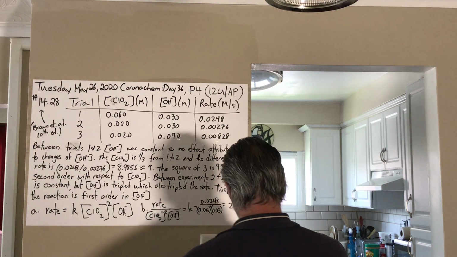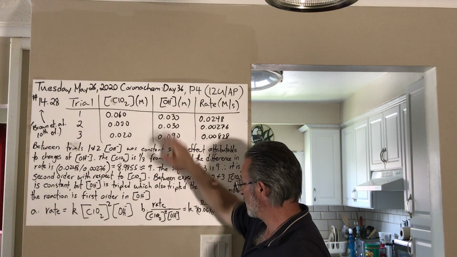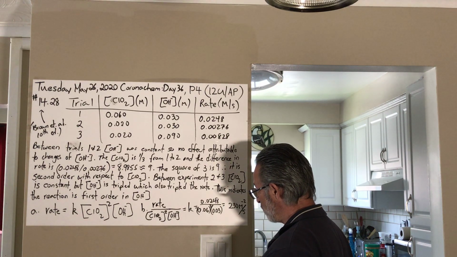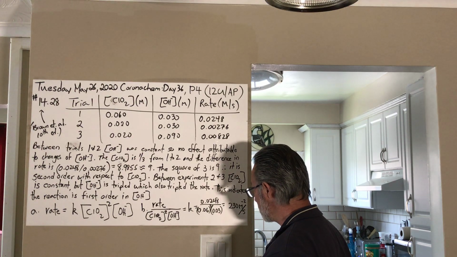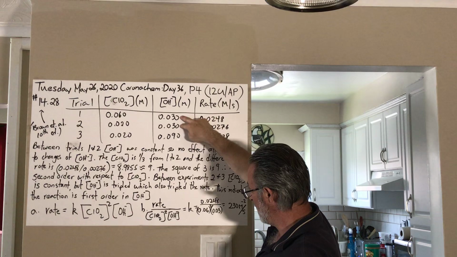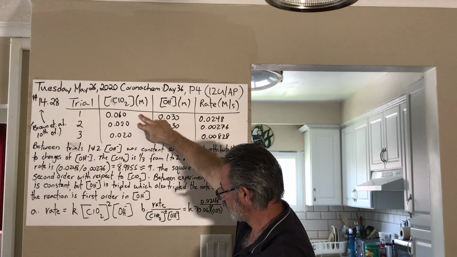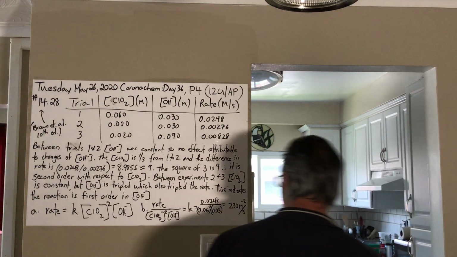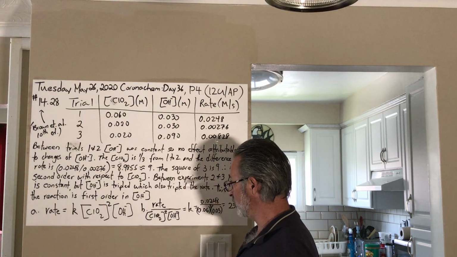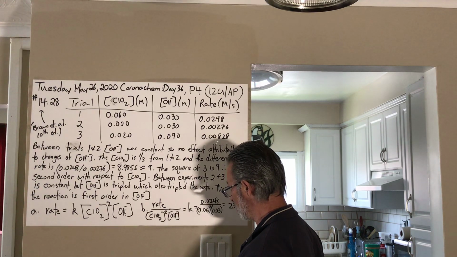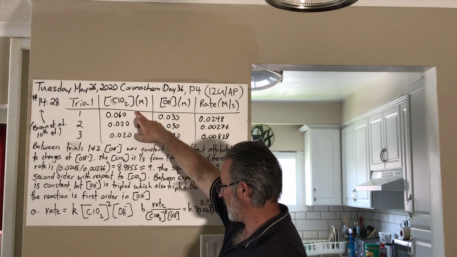But the rate law is going to be determined by what happens to the concentration of these 2 substances, which are going to decrease. So they did 3 experiments. Between trials 1 and 2, the hydroxide concentration was constant, so no effect will be attributable to changes of the hydroxide concentration. But the chlorine dioxide concentration goes from 0.06 to 0.02, so there's 1/3 as much. The concentration is 3 times higher here than it is here.